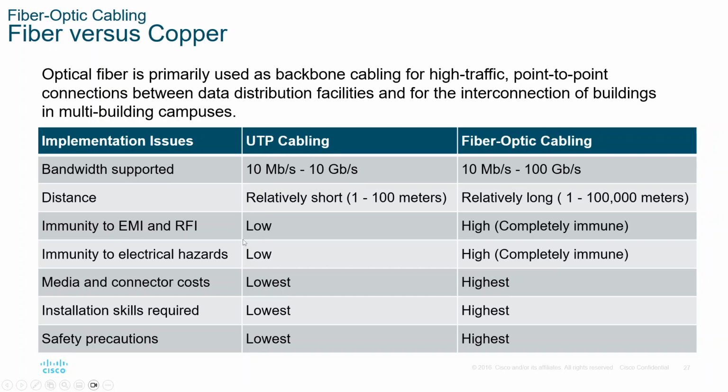Outside interference is low for UTP, and it's high for fiber, okay, completely immune. Immunity to electrical hazards, low for UTP, high for fiber, completely immune. Media and connector costs, lowest for UTP, highest for fiber. So in a nutshell, fiber optic costs more, but it has advantages.